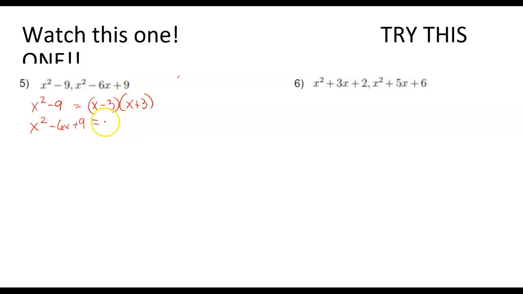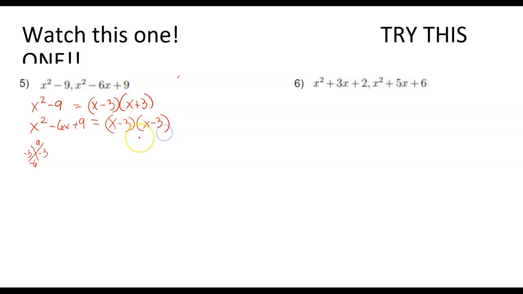And then x squared minus 6x plus 9 is a trinomial, and I can factor that using an ACB tree or an X-game. The two numbers that multiply to 9 and add to negative 6 are negative 3 and negative 3. This is going to factor to x minus 3 times x minus 3.